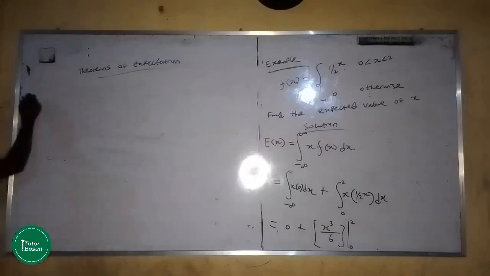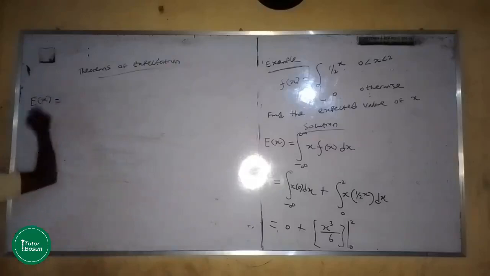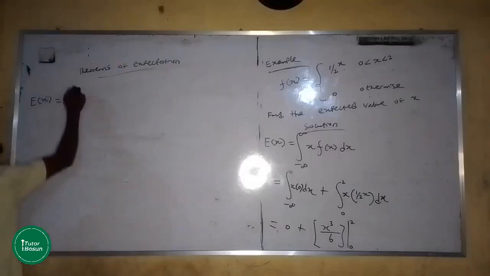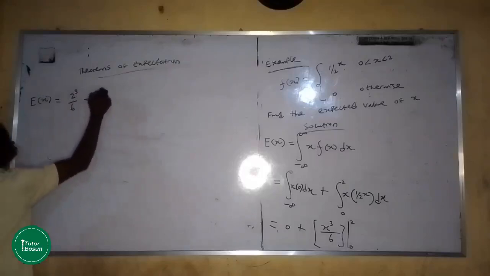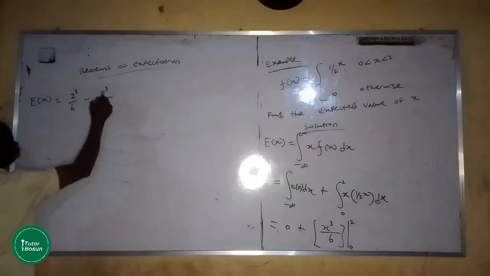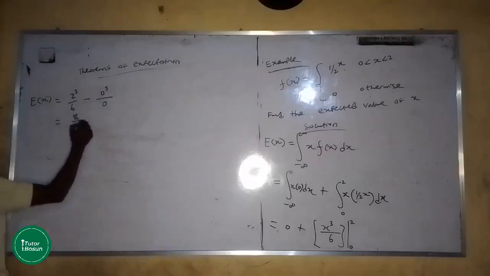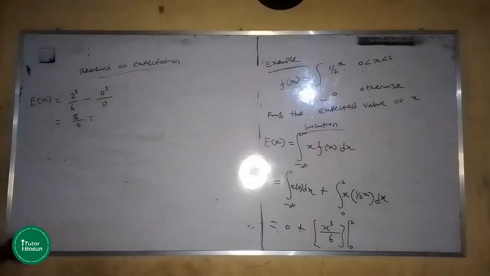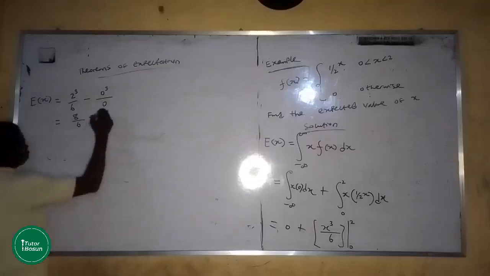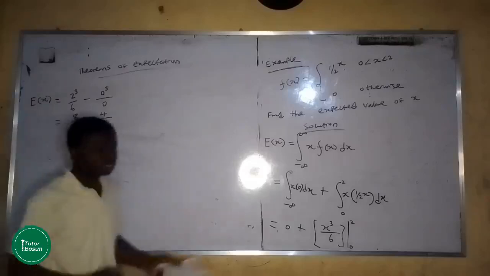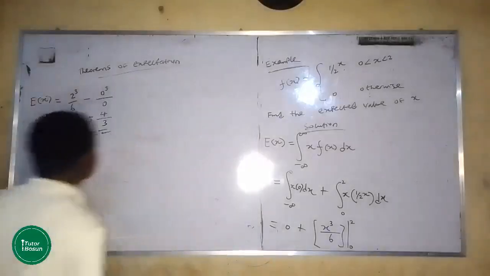So our expected value, in introducing our boundary condition, is 2 cubed over 6 minus 0 cubed over 6. So here we have 8 over 6, which can be reduced to 4 over 3. And that's the answer to that. Let's move to the next example.